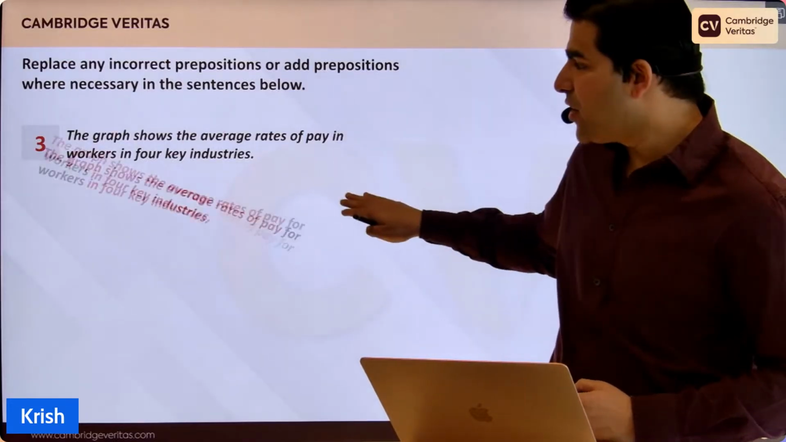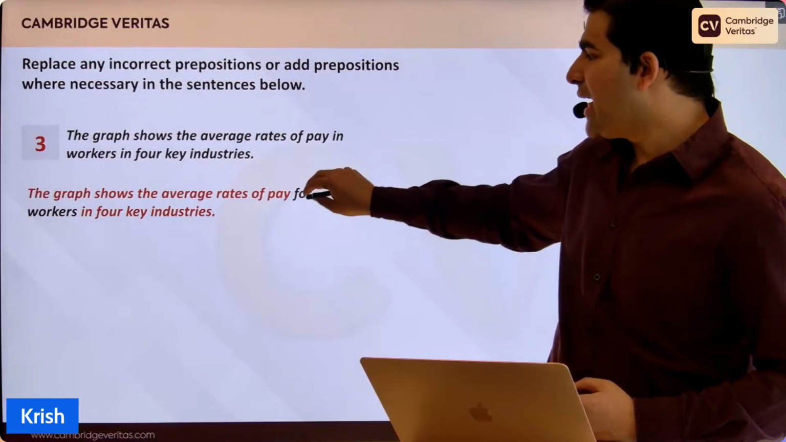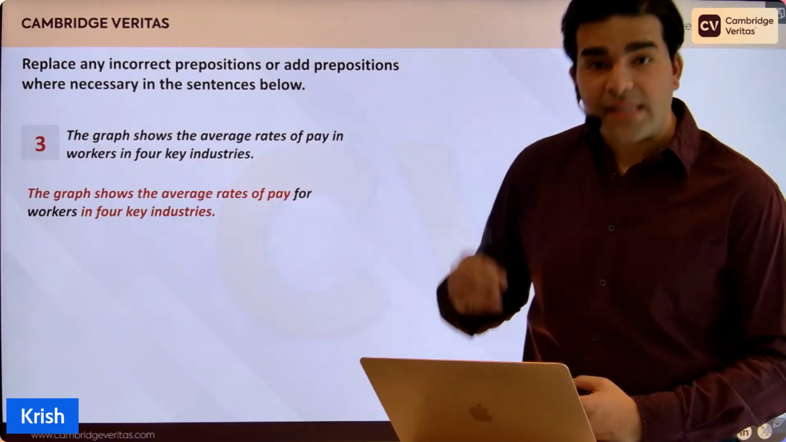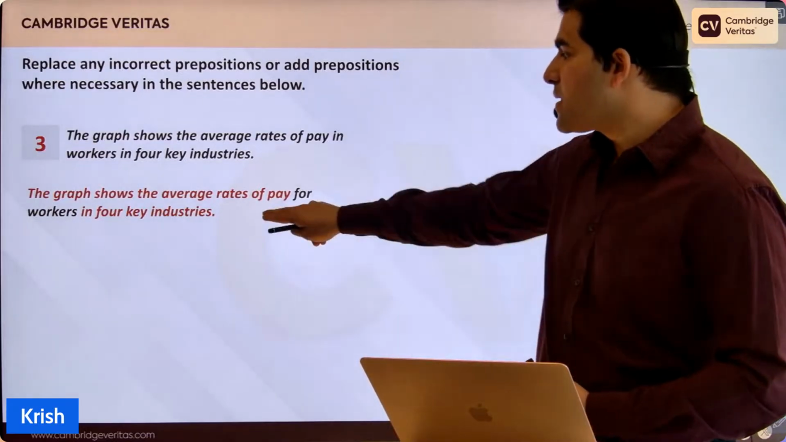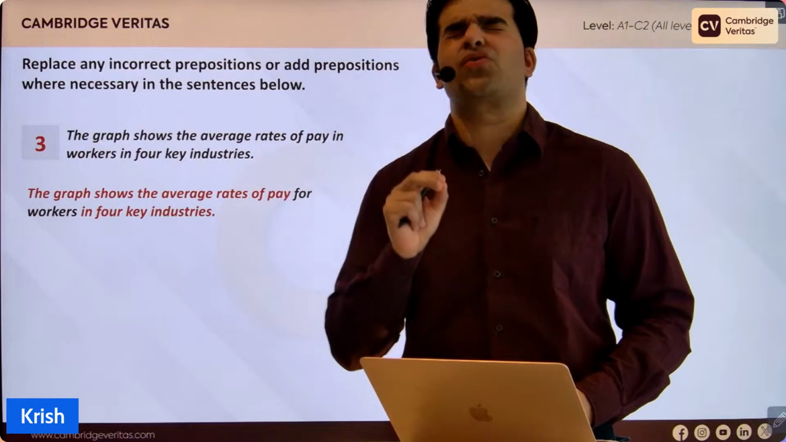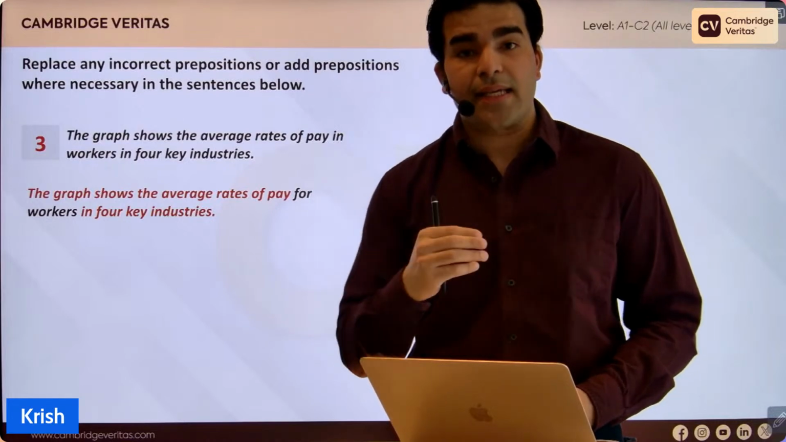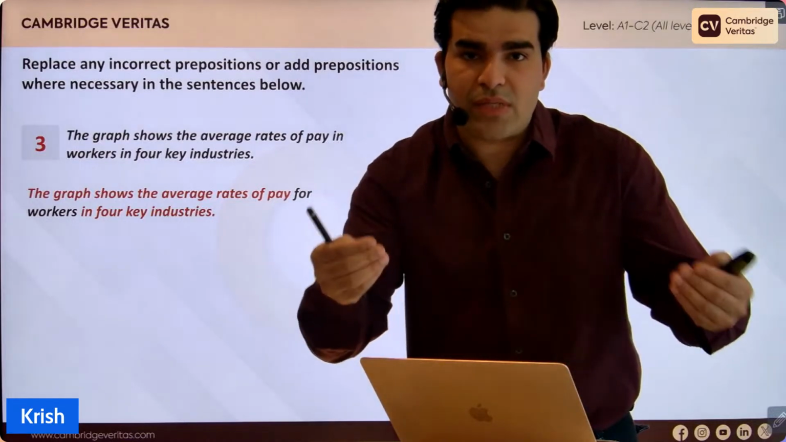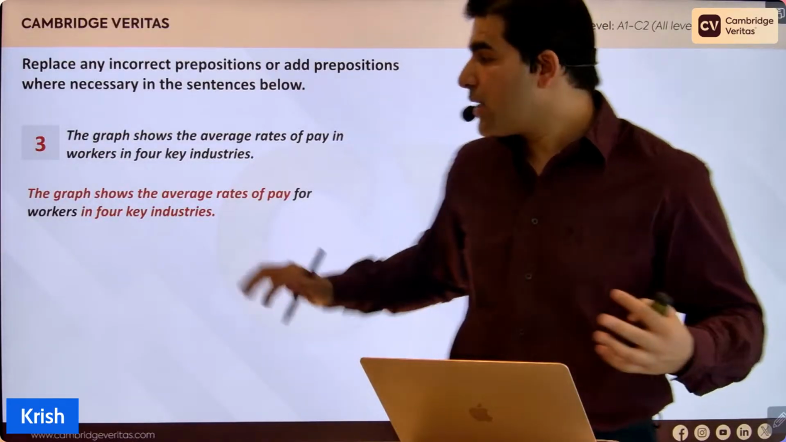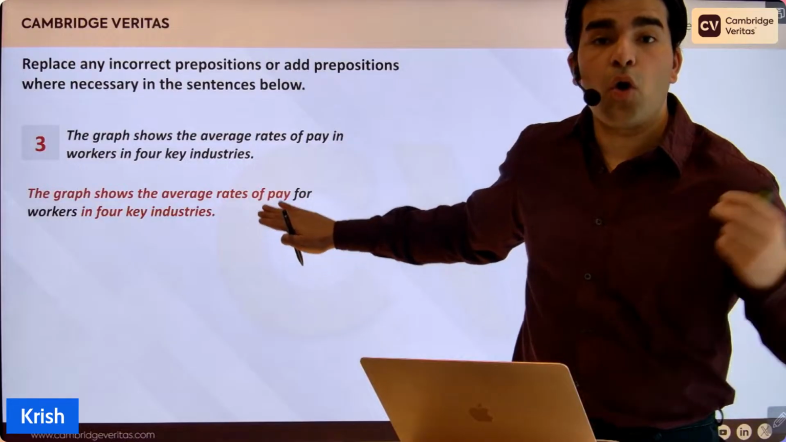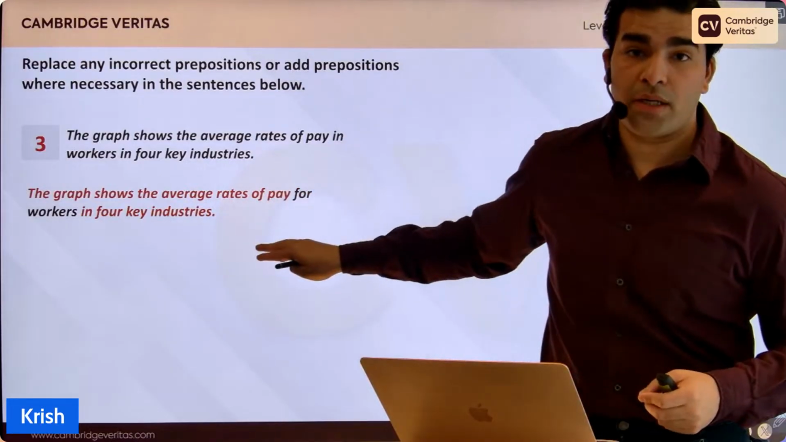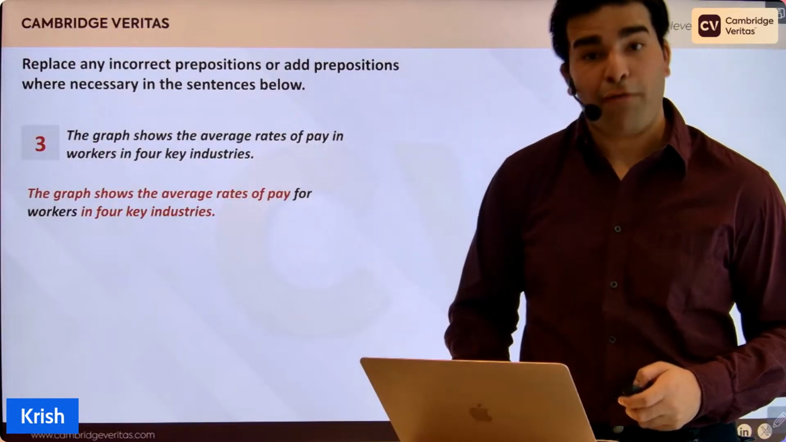Yes, it's very important to understand what the sentence is trying to say as well. Here, the correct version is, the graph shows the average rates of pay for workers, basically for who? For workers, not "of workers." A lot of students make this extremely common mistake, and they say, for example, to associate something with somebody, they say "of workers," "of teachers," "of students." But in this context, you're talking about for whom is it for? So in this context, we say "for workers," not "of workers."